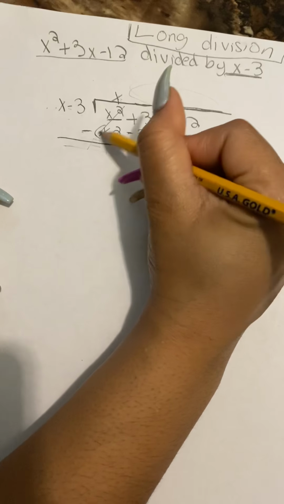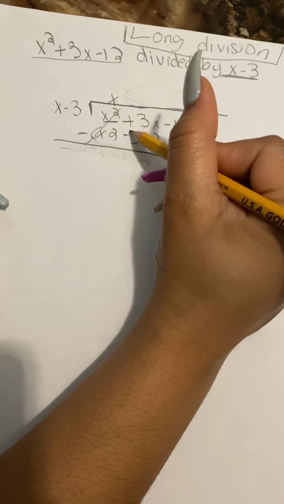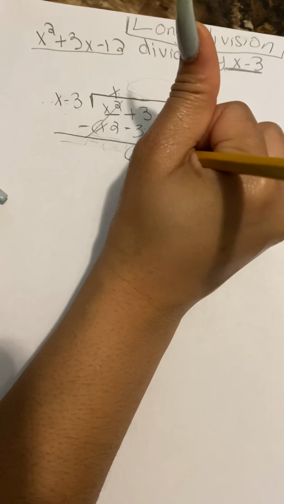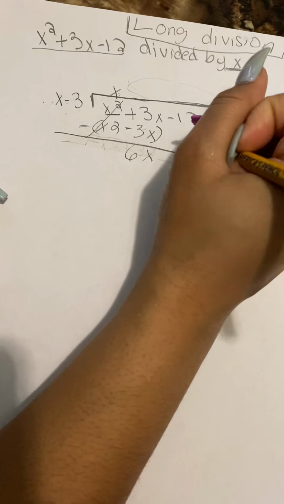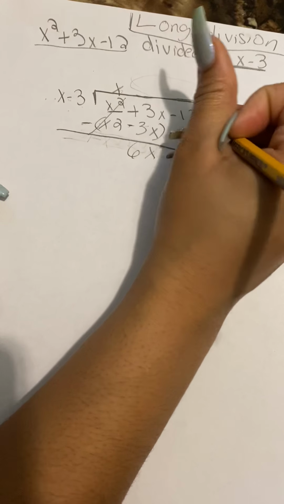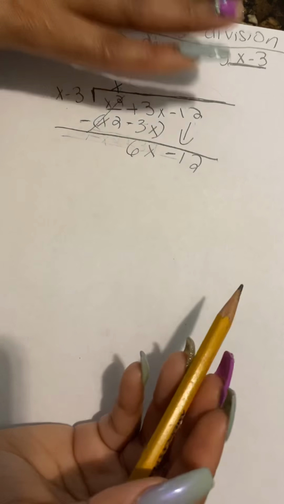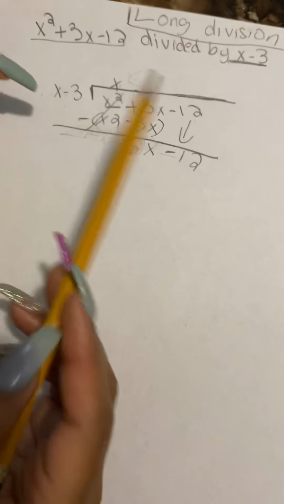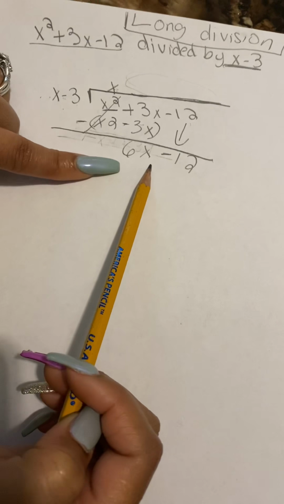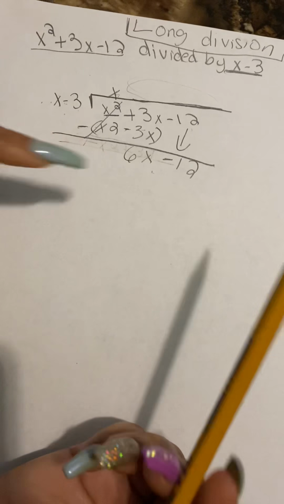So here we go. You're going to cancel this. And remember, this is really a positive. So 3 plus 3 is what? 6. Keep down your x. Now, just like in regular dividing, because it's long division, you're going to bring down the -12. So minus 12. Now, you're done with this top portion. Now you need to worry about your divisor. And this is now your new dividend.